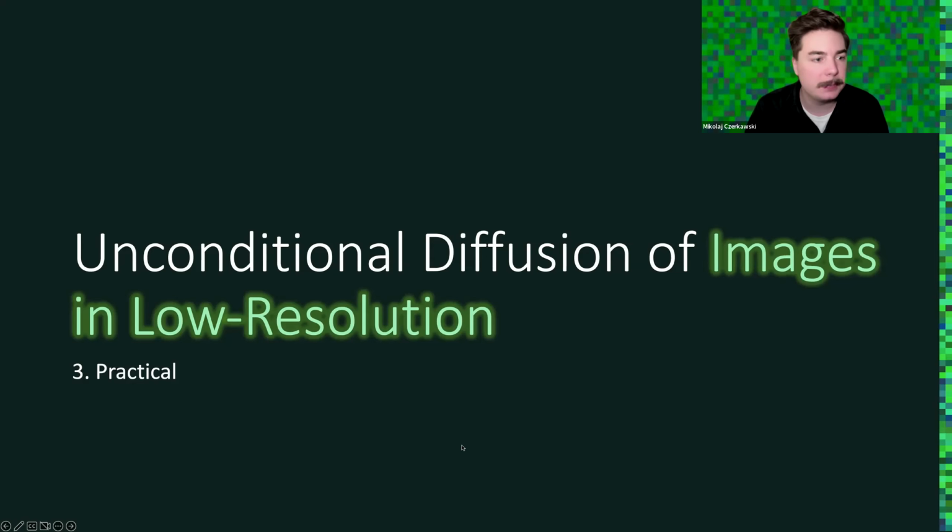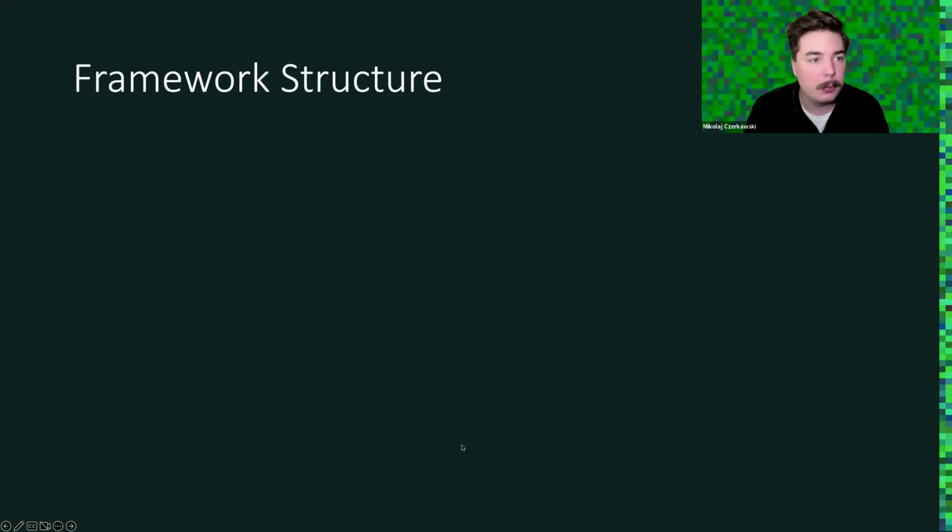Okay, welcome to this episode on unconditional diffusion of images in low resolution. It's a practical episode where we go through more detail of the DiffusionFastForward framework. We look into the code, and hopefully that will give you the right idea of how the framework is structured, so you can navigate the code more easily and maybe experiment with diffusion. We'll also go through a Colab notebook where you will be able to train and generate images in low resolution yourself. Okay, so let's start with the framework structure.